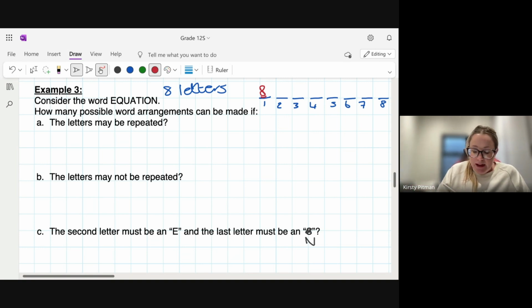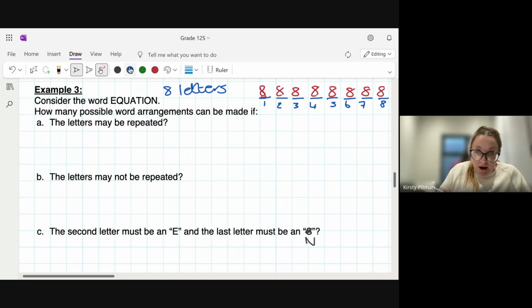Okay. If I'm looking at option 2, well, they're telling me the letters can be repeated. So if I really wanted to, I could have E. I could repeat the letters as many times as I want. So that means that in space 2, how many options do I have? I still have 8. In space 3, I have 8 options because I have 8 letters. In space 4, I have 8, and so on.